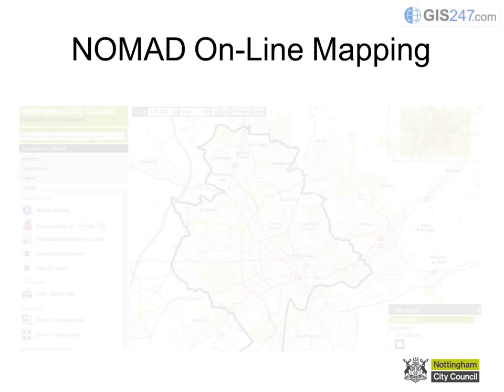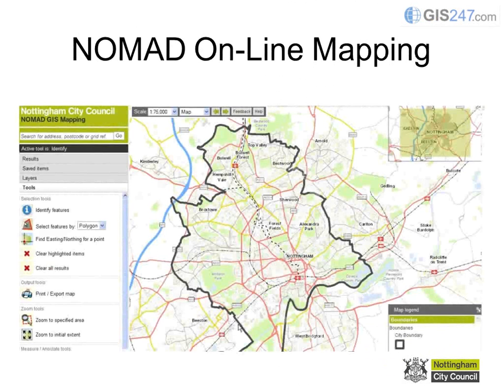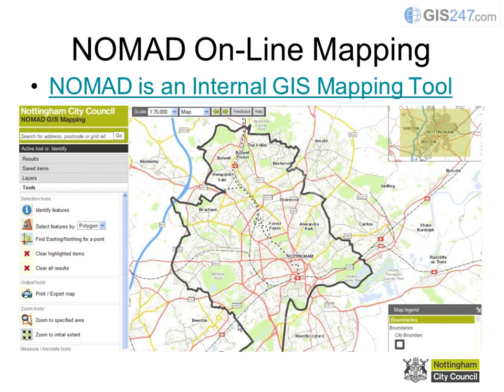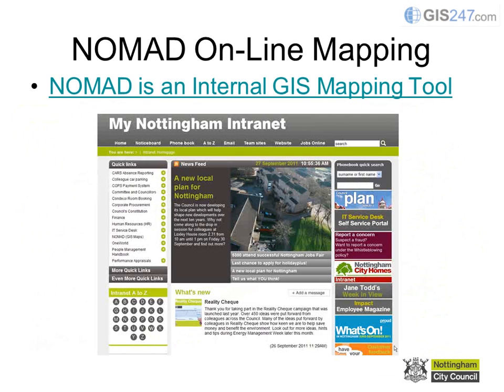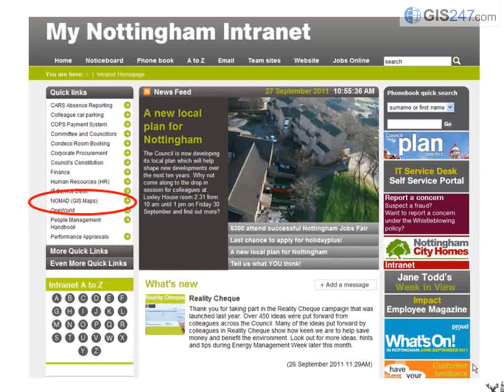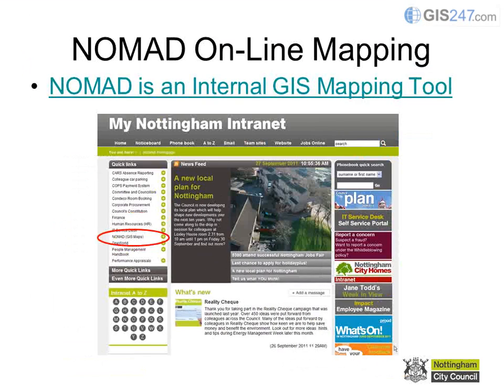One of the key online mapping tools that has been developed and is extensively used is Nomad. Nomad provides Nottingham City Council users internal GIS mapping and can be accessed from the home page of the intranet. Nomad gives all employees access to GIS layers and address data. It can be found from quick links, Nomad GIS Maps. As the application opens, it will ask you to accept the terms and conditions, and once you have accepted this, you will have access to the mapping site.